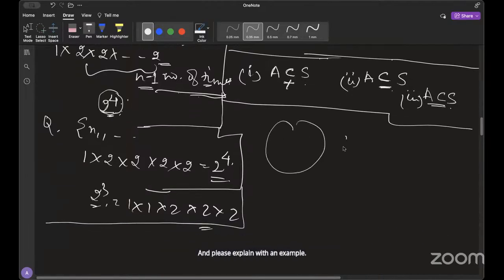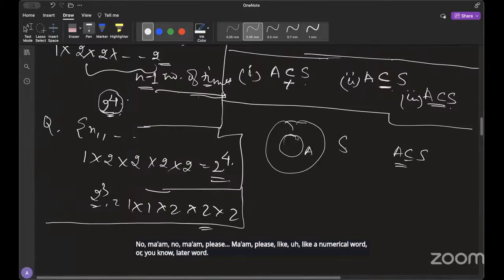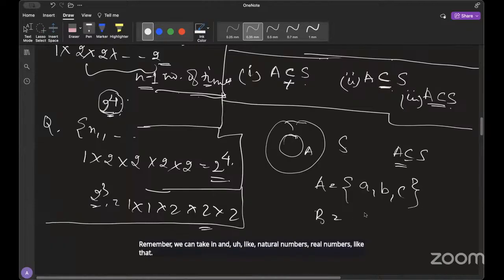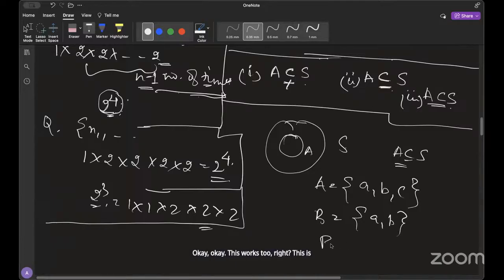Let's just say this is a set S. And when you say that it's properly contained in it, this is what you mean. This set A is properly contained in S and it's not equal to S. Ma'am, please like a numerical example, or letters like A, B, C, describing elements for A and S. Yes, ma'am, then we can explain it. Ma'am, we can take natural numbers, real numbers like that. Okay. This works too, right? This is a proper subset. So B is a proper subset of A.